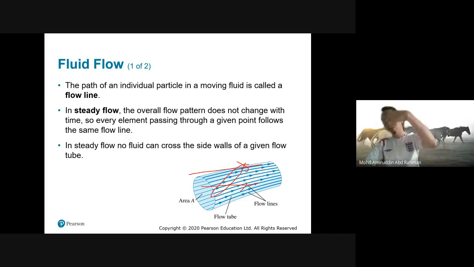If you turn on your tap in your bathroom and you pull it to the maximum flow, then you will see that the water will flow in only one direction. It won't spread over. So that's the relationship with the flow line, right? Because the water cannot go outside that boundary, the boundary of the side wall.